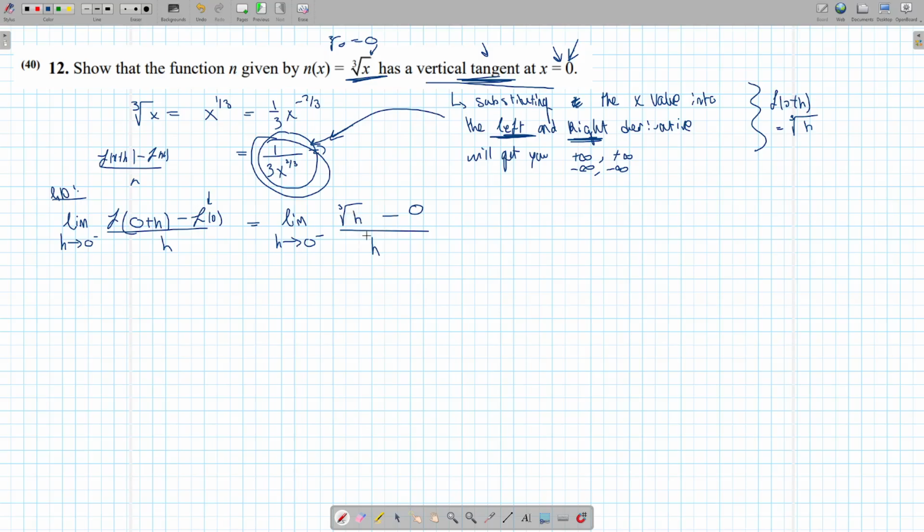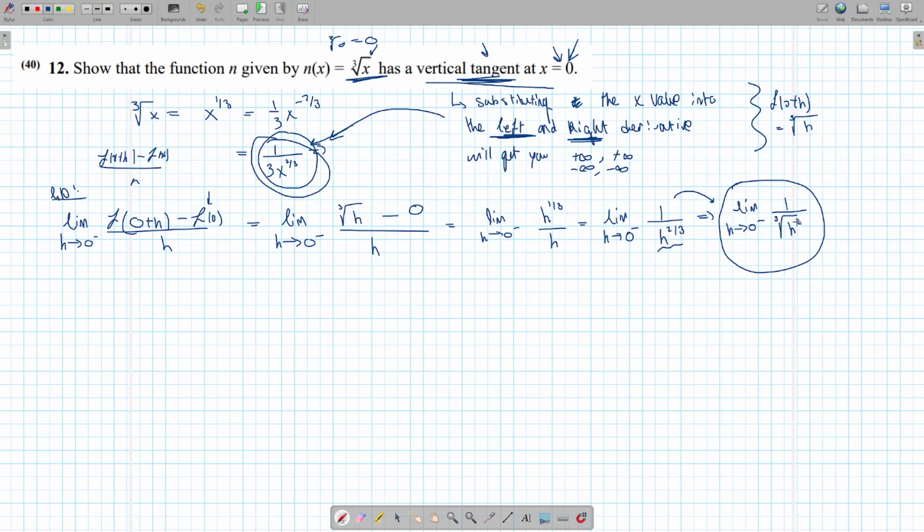Just 0, all over h. Now, can you simplify these two? Yes, you can. It's h over h. You change this power into 1 over 3, all over h. Now, how do you simplify this? You subtract, right? 1 over 3 minus 1 becomes minus 2 over 3. So where do you put the 2 over 3? Down. Now you're going to get the limit as h approaches 0 minus. Before I substitute, I want to change this into a radical: 1 over cube root of h squared. This step here is so important.